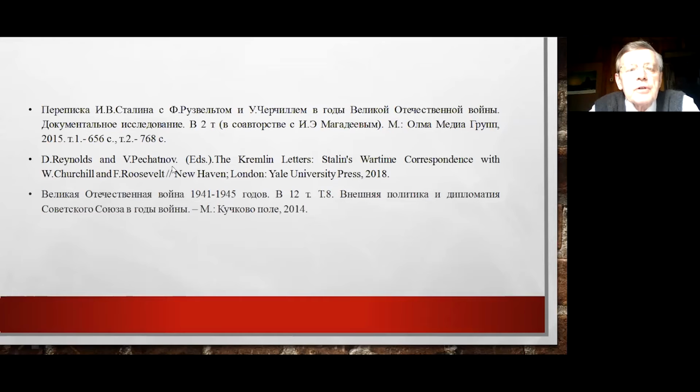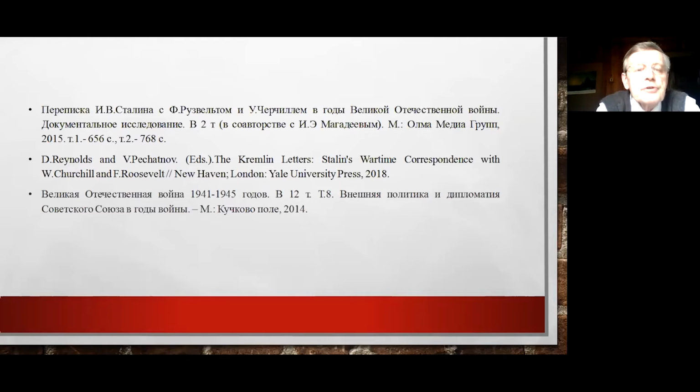And finally, you have our recent book with David Reynolds, the English edition of the Переписка. The Russian edition of the Переписка is more extensive. There are more documents here. It has 2 volumes, but Yale University Press wouldn't do 2 volumes, so they compressed it into one volume. So you start with this published stuff and go from there.